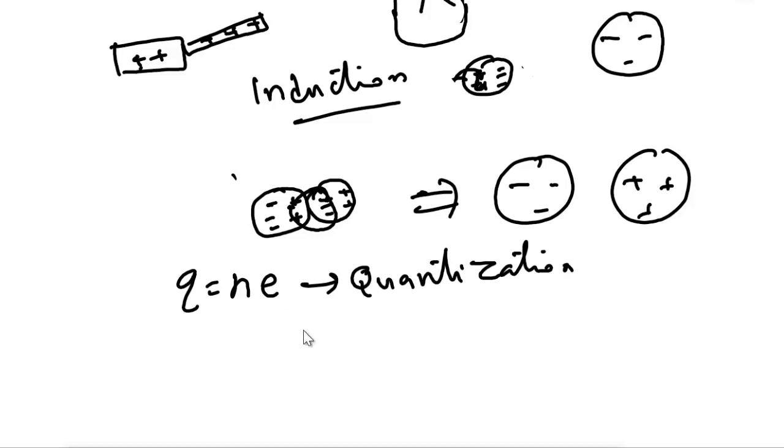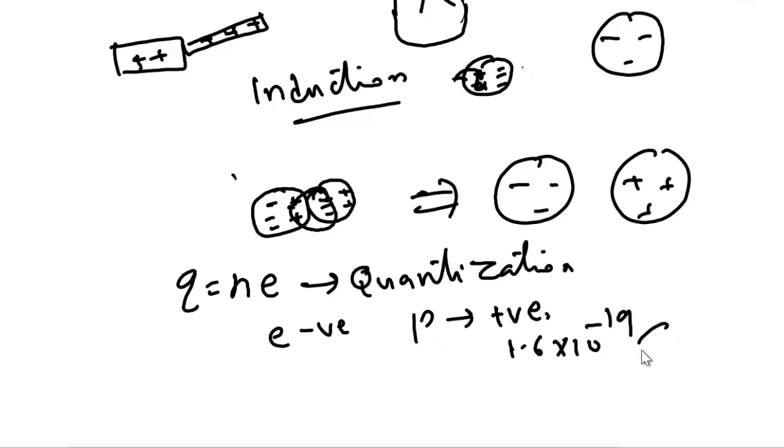What is the charge of an electron? 1.6 into 10 to the power minus 19 coulomb. We learned this just before, right? The charge of an electron is 1.6 into 10 to the power minus 19 coulomb. Okay, so if it is an electron, it will have negative charge, and if it is a proton, it will have positive charge. So the charge of an electron or proton, whatever it is, the magnitude is 1.6 into 10 to the power minus 19 coulomb only.